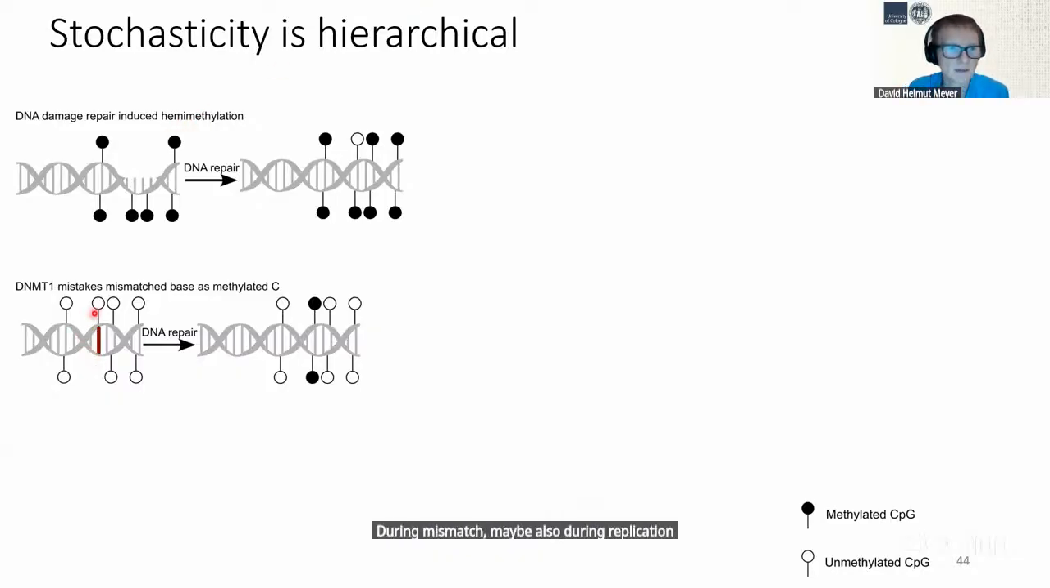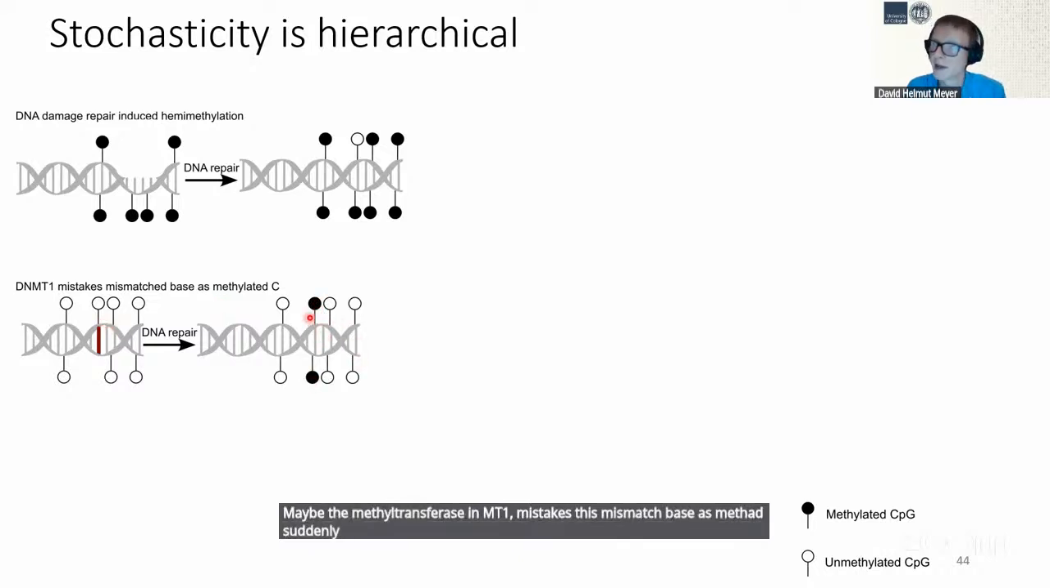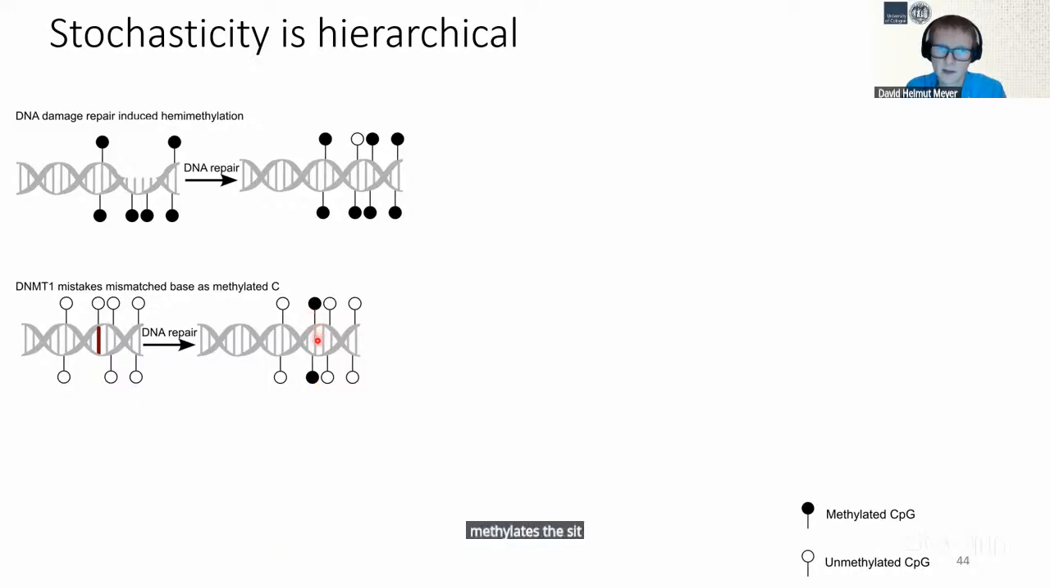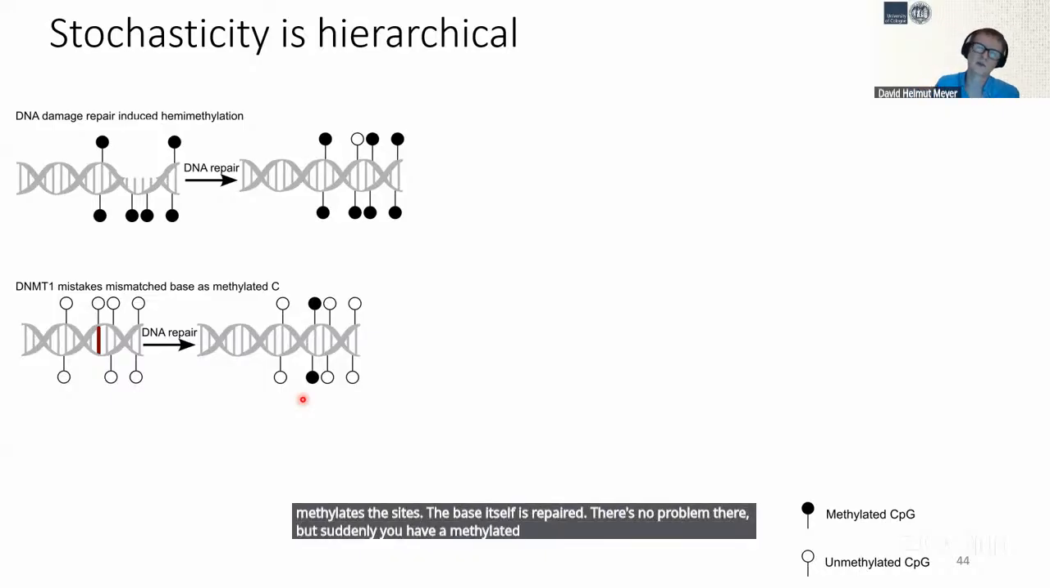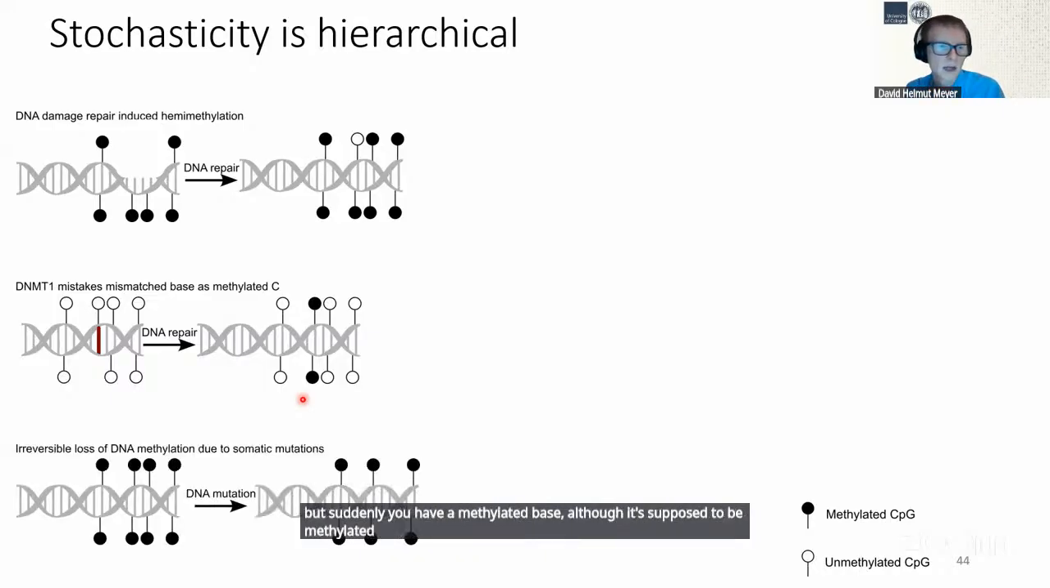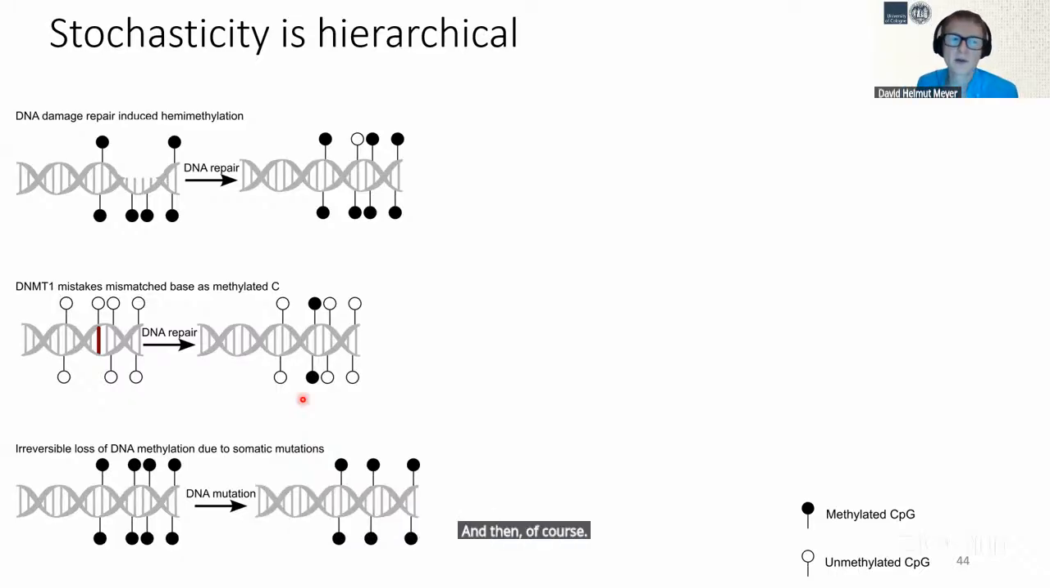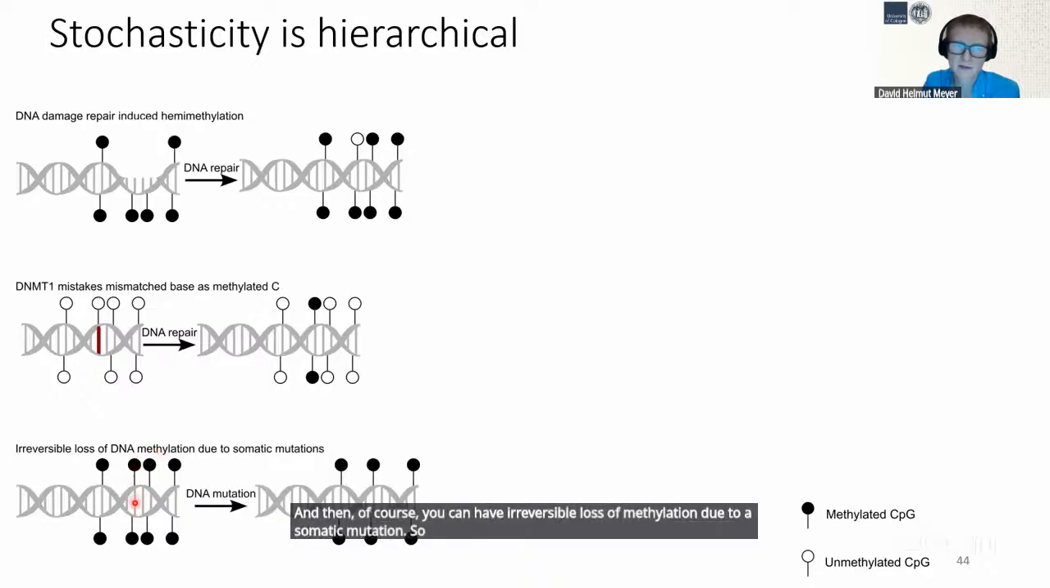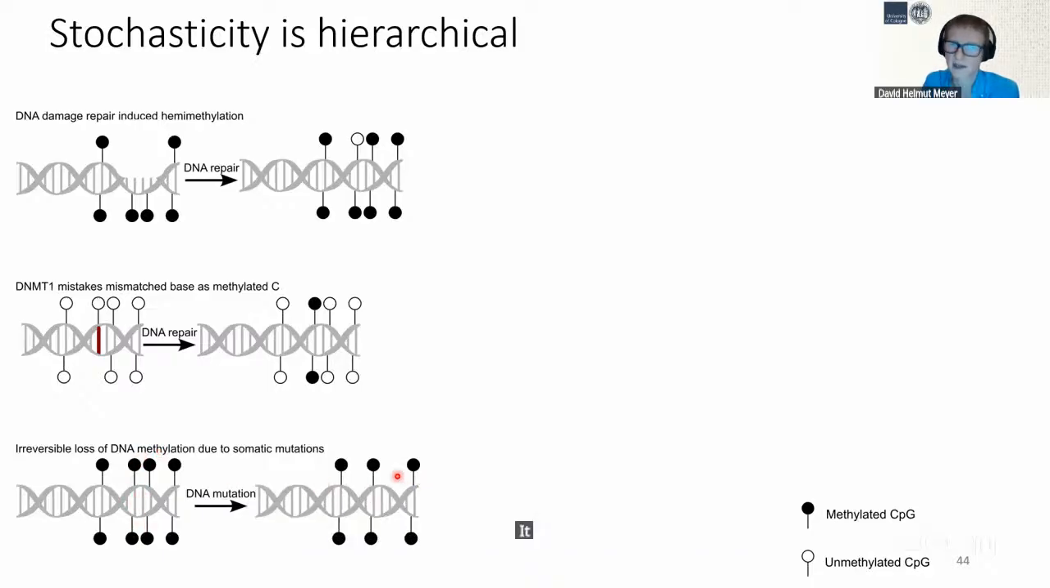If you have a mismatched base, then maybe the methyltransferase DNMT1 mistakes this mismatched base as a methylated C, and suddenly it methylates the site. The base itself is repaired, there's no problem there, but suddenly you have a methylated base, although it's not supposed to be methylated. And then, of course, you can have irreversible loss of methylation due to a somatic mutation. So if the base itself mutates, then of course it cannot be methylated anymore. And this might then be irreversible.